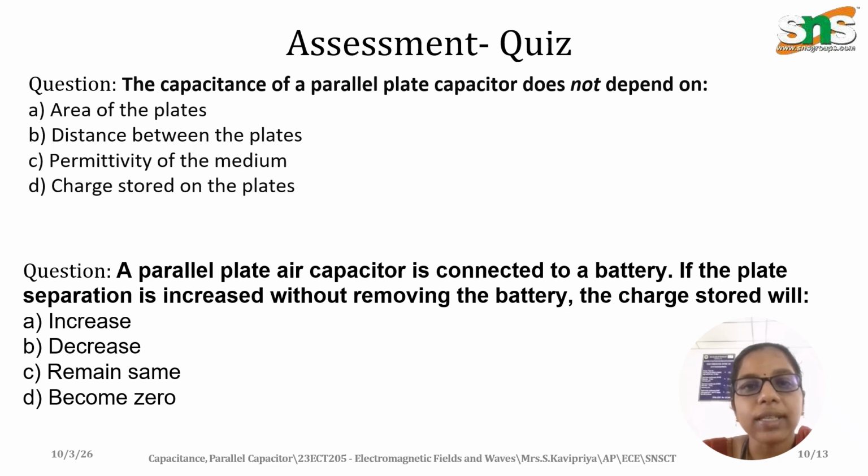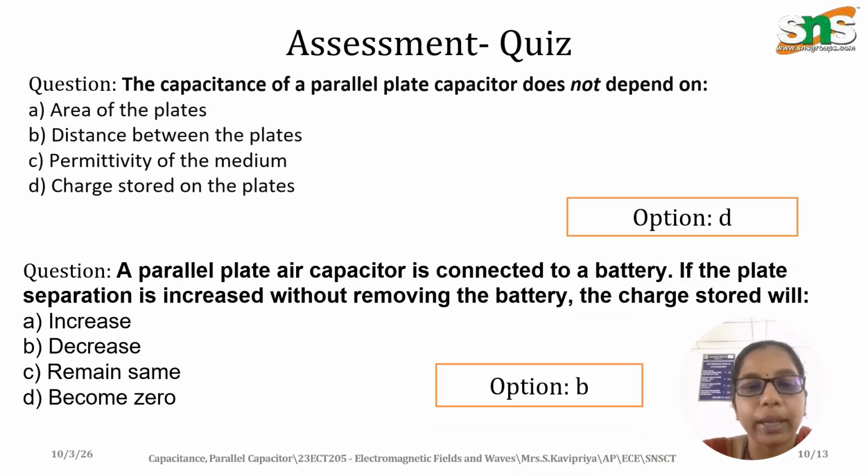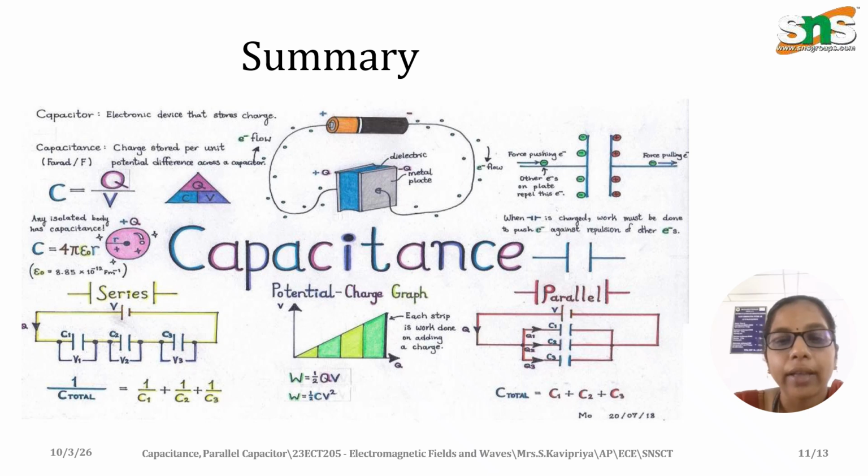And next is an assessment question. The capacitance of a parallel plate capacitor does not depend on the charge stored on the plate. It depends on area, distance and permittivity, whereas it does not depend on the charges. A parallel plate capacitor is connected to a battery. If the distance between the plates is increased without removing the battery, the charge stored will decrease. Whenever there is an increase in distance between the plates, the charge stored will decrease.